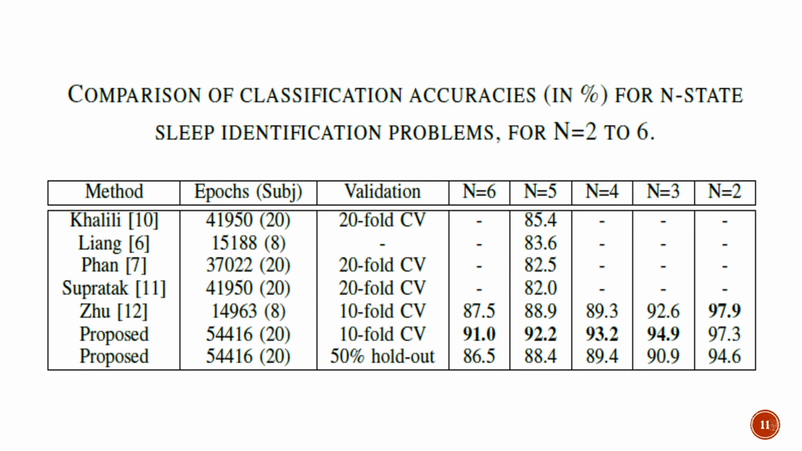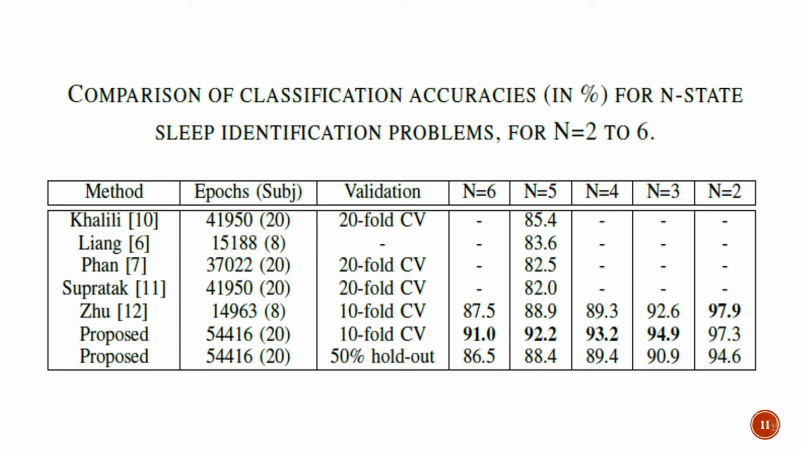Now this shows a comparison of the classification accuracies for different N-class classification problems where N varies from 2 to 6, and we have compared it with the existing literature. Here we have used 2 different validation techniques. One is 50% holdout and another one is 10-fold cross validation. We can see that the 10-fold cross validation accuracies are in the range of 91 to 97 for n equal to 6 to n equal to 2, and it clearly outperforms most of the existing studies.